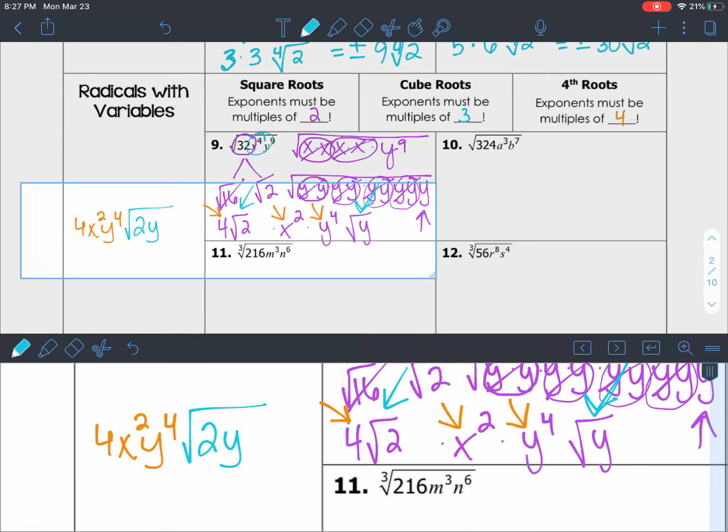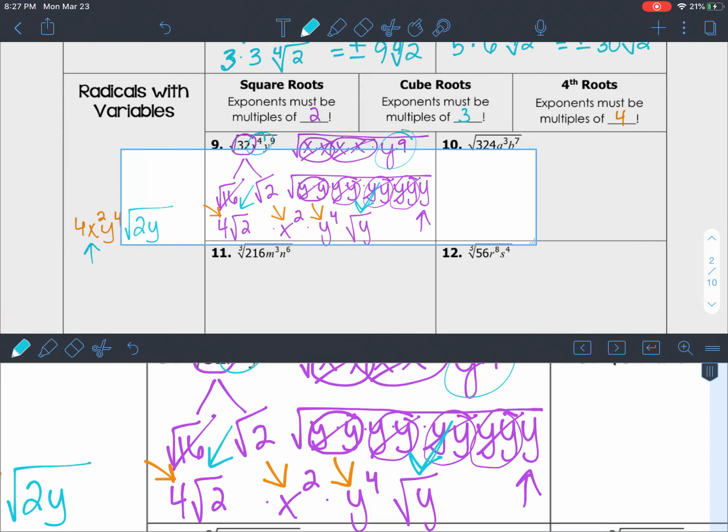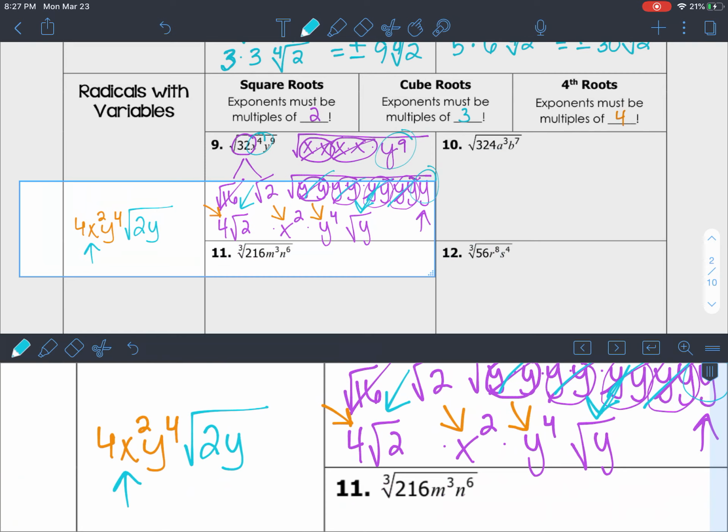So if I have x to the 4th, there's 2 pairs in there. That's where this x squared came from. And if I'm talking about y to the 9th, I have 4 pairs with 1 left over. So that's why we have this y to the 4th with 1 left over. And then the numbers, again, that came from simplifying that 32 down a little bit more. So this is going to be my answer for that first question. Let me put a little box around it.